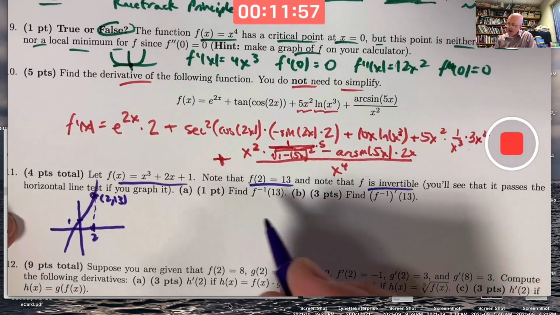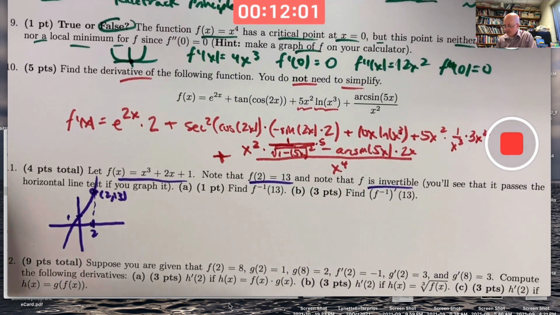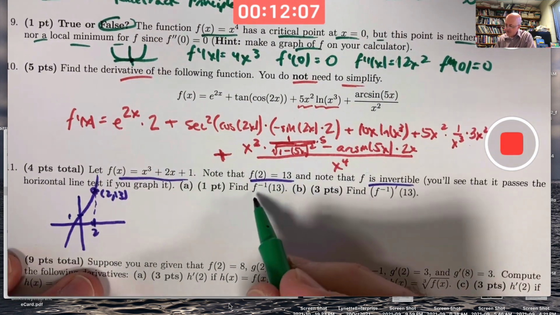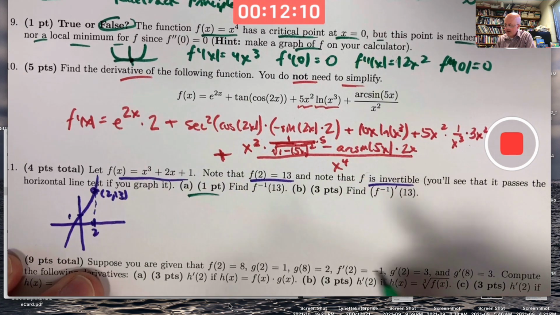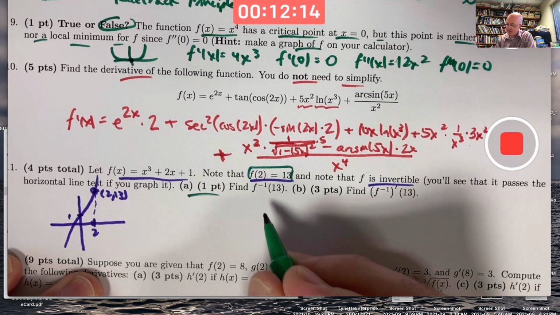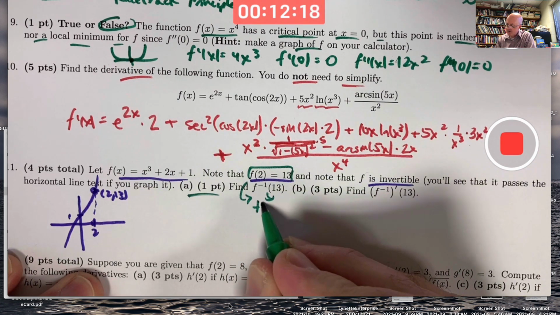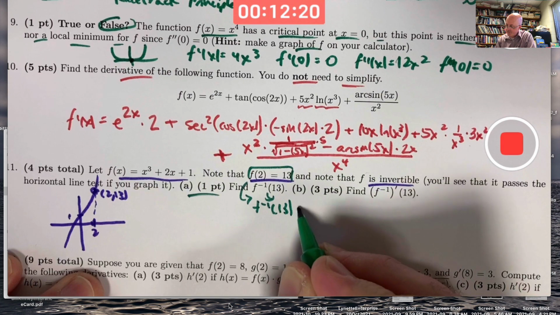All right, part A. So you can see it's one to one. It passes the horizontal line test. No horizontal line goes through it more than once, so the inverse function exists. Part A is to find f inverse of 13. Well, you just reverse the inputs and outputs from the fact that f of 2 equals 13. That means that f inverse of 13 equals 2.